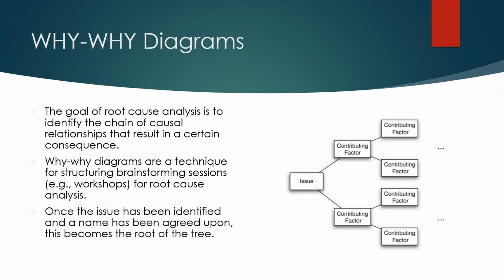Why-why diagrams. The goal of root cause analysis is to identify the chain of causal relationships that result in a certain consequence. Why-why diagrams are a technique for structuring brainstorming sessions, for example, workshops for a root cause analysis. Once the issue has been identified and a name has been agreed upon, this becomes the root of the tree. So on the right, we could see a root tree diagram of an issue which is divided into contributing factors of different areas and different possible outcomes. This could be used for any different issue or any different diagram.